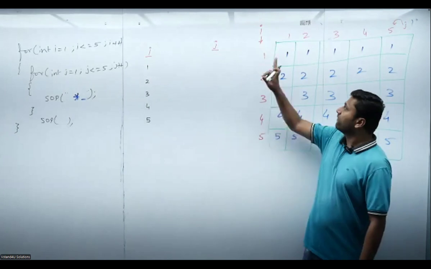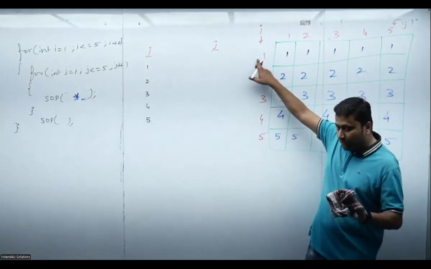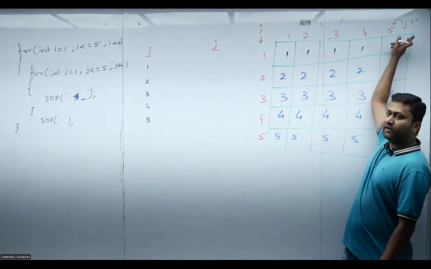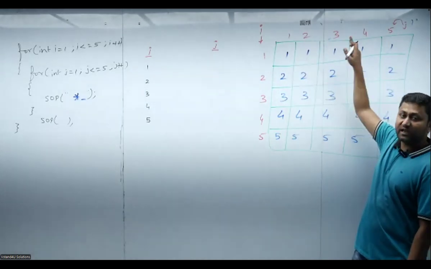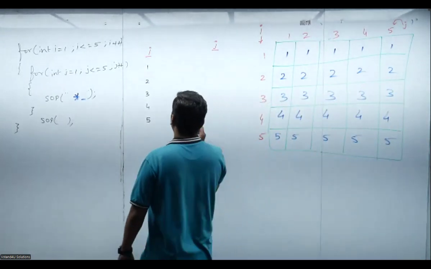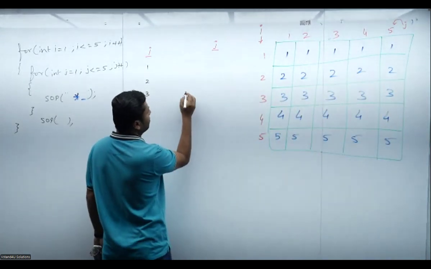Are you saying whenever I value is 1, for J value 1, I am printing; for J value 2, I am printing; for J value 3, I am printing? Are you with me? So in that case, I'll start with the third row.